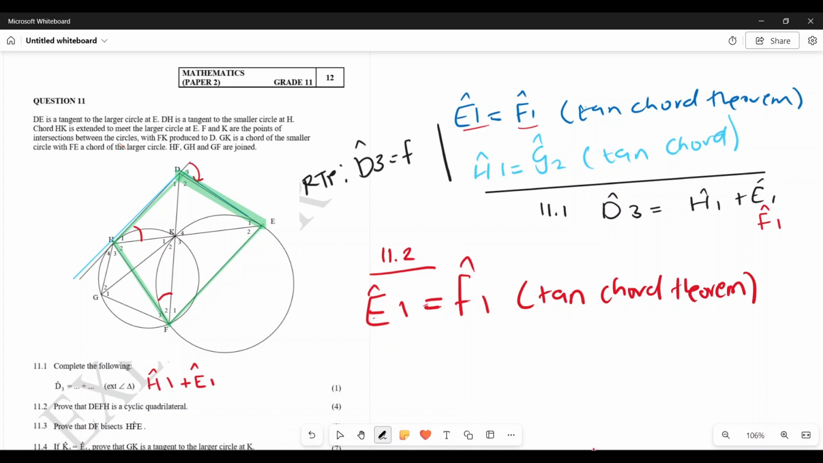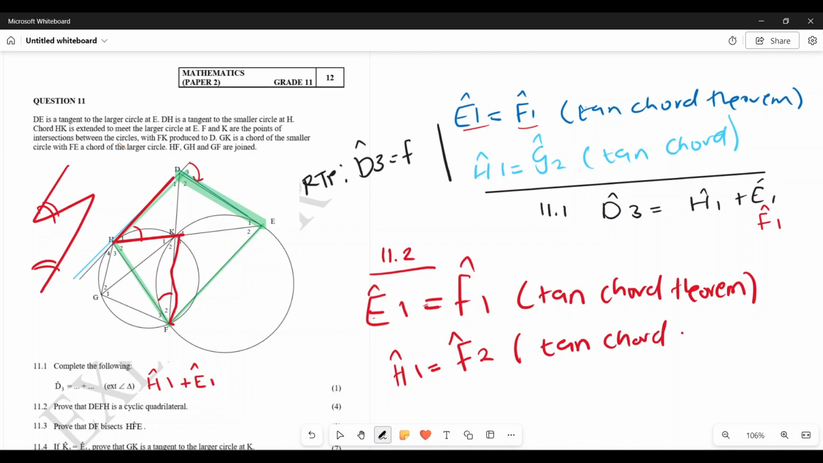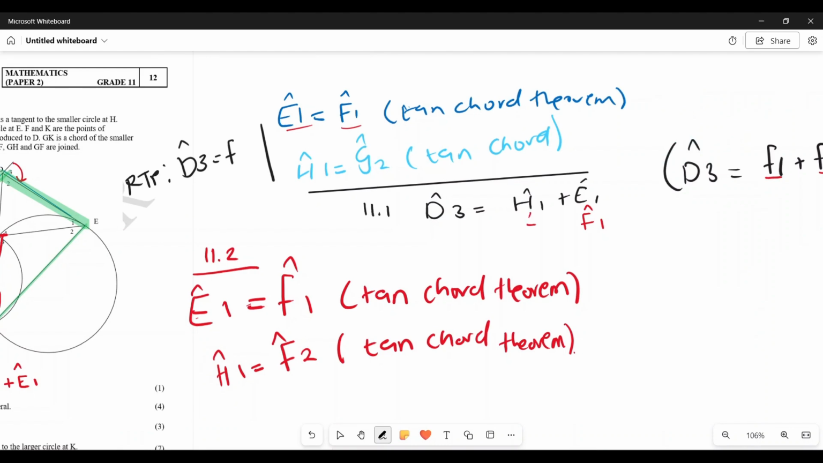Now, H1 is an angle between a tangent as well as a chord. Now, let me see if I could also use my tan chord theorem here. Remember the Z shape, right? Now, can you see that these are going to be equal to one another? Remember, the Z shape has to be like that. Now, can you see, in accordance to tan chord, H1 is going to be equal to F2, right? So this would be another point. I'm going to say, okay, H1 is equal to F2, tan chord theorem also, right? So as a result, this H1 is equal to F2.